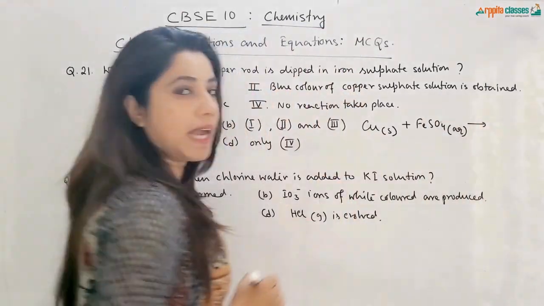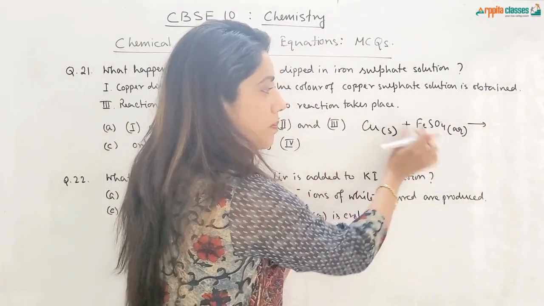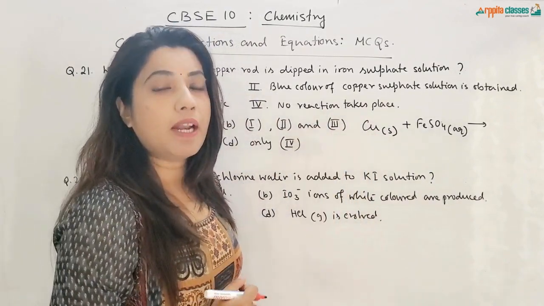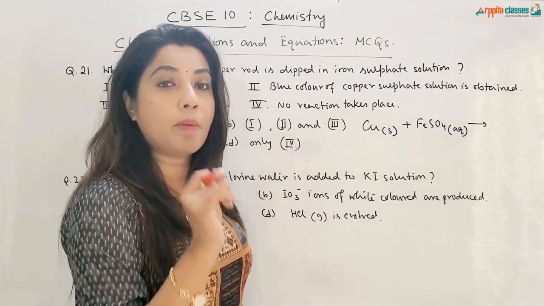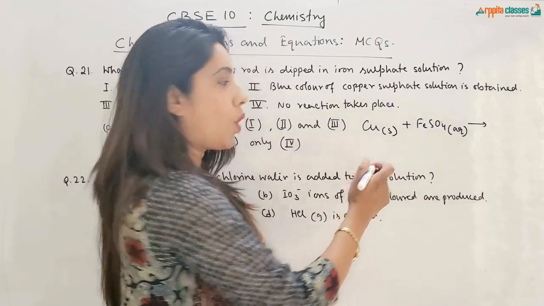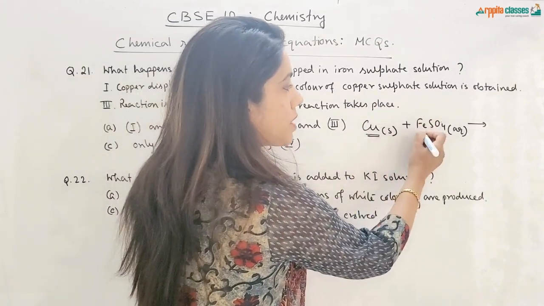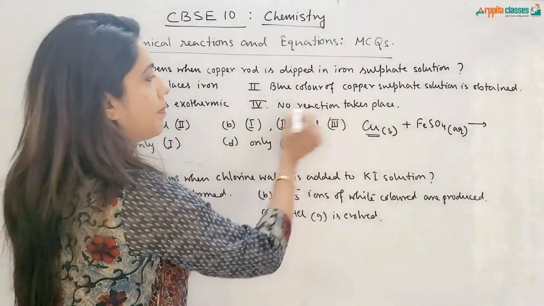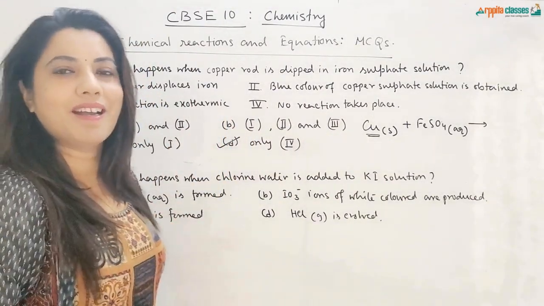What happens here exactly? No reaction takes place, because for a displacement reaction, copper needs to be more reactive than iron. In the previous video, I gave you the electrochemical series, or the metal activity series, where we can clearly see copper is placed below iron. So copper is less reactive than iron, and hence it will not be able to displace iron. So no reaction will take place. That is option 4, so it will be option D. Only 4 is the right answer.